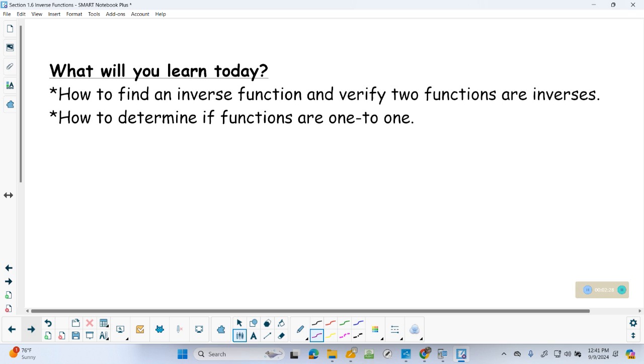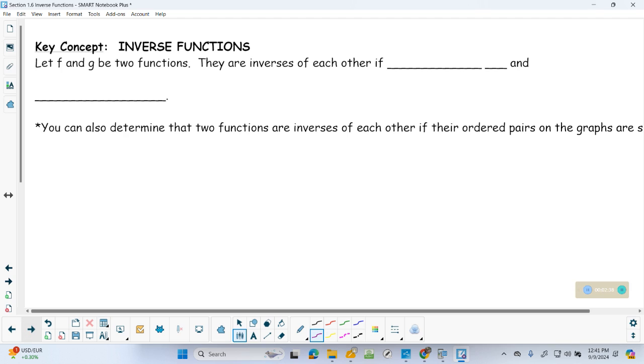Now, the other thing I'm going to talk about, one-to-one functions. There's also another type of function called onto functions. We're not going to get too carried away. I'm going to show you how to figure out if one is one-to-one and what exactly a one-to-one function is. Okay, inverse functions. F and G be two functions. They're inverses of each other if.